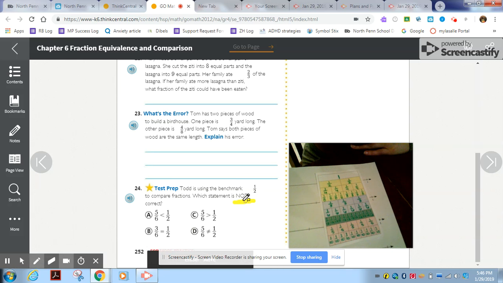So this is going to be one of those process of elimination ones. I'm going to find the ones that are true, and I'm going to put a big X over them because I'm not looking for those ones. I'm looking for the one that's not correct. So let's start with A. We've got 5/6 is less than 1/2.